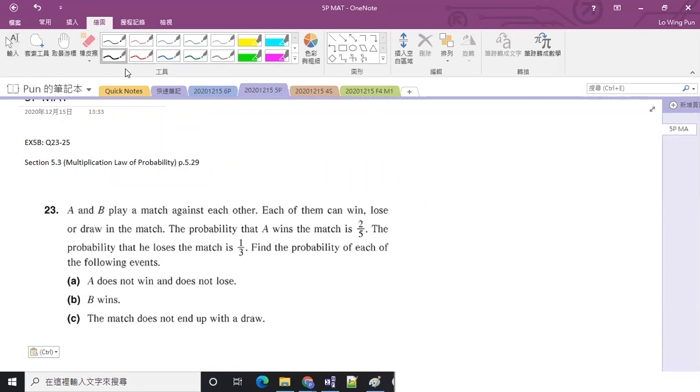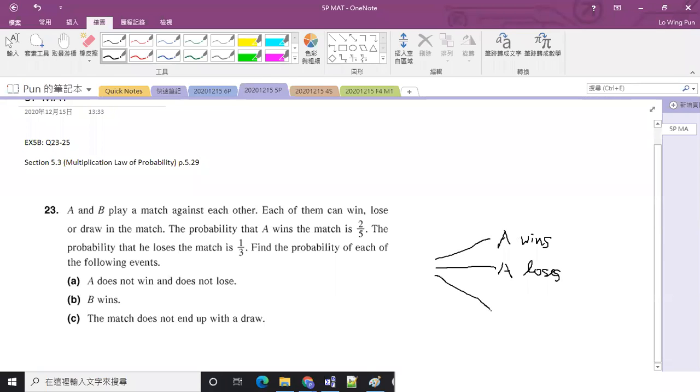Sometimes it is actually very good for us to represent the possible outcomes by using a tree diagram. So that's like this. There are 3 possibilities, right? The first one is A wins. And the second one is A loses. And we have the third possibility. What is the third possibility?